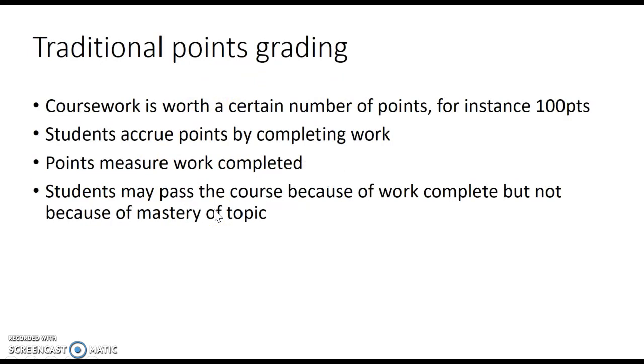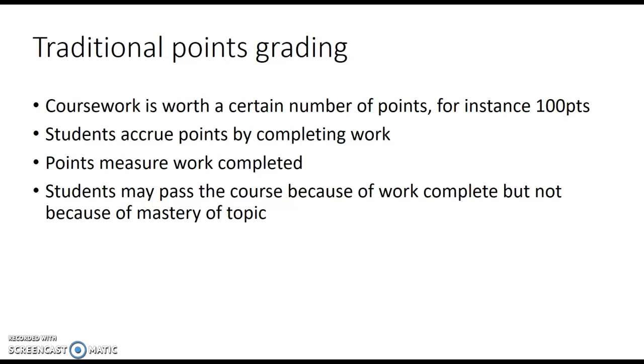Now, traditional points grading is the kind of grading that you probably hear about a lot on campus. In traditional points grading, coursework is worth a certain number of points. So, for instance, the whole course is worth 100 points, and students complete things like you get 10% of your final grade based on attendance and participation. Maybe another 20% is based on a final paper. Miscellaneous assignments and homework could be worth 20 points, so on and so forth, adding up to 100 points.